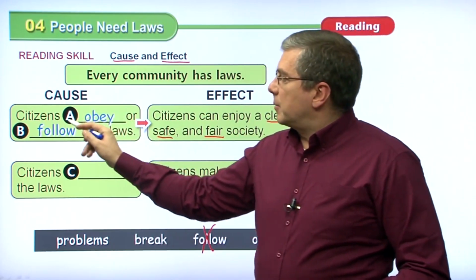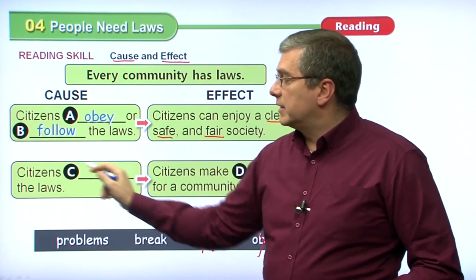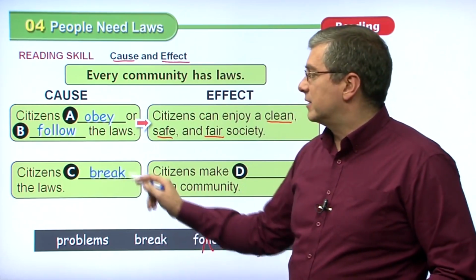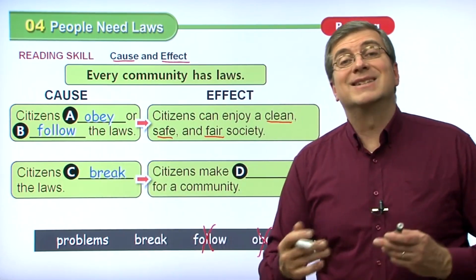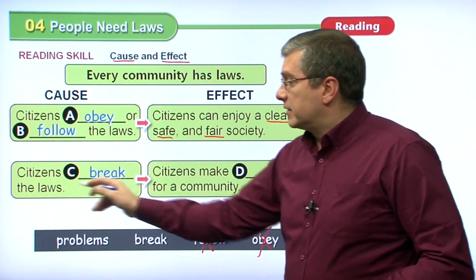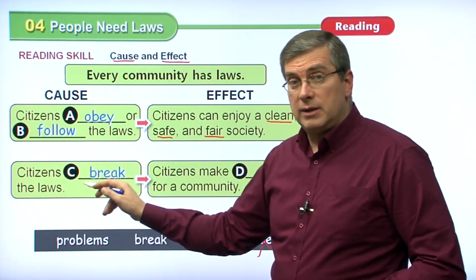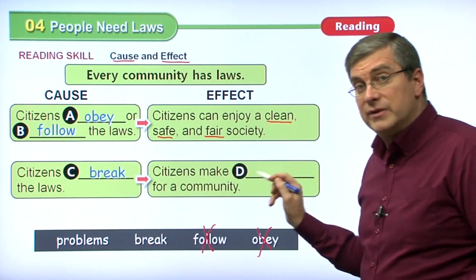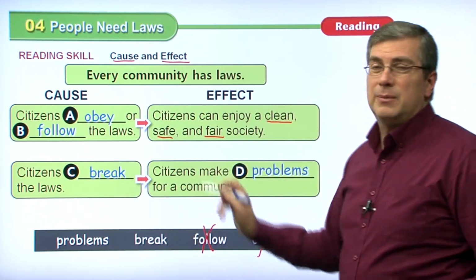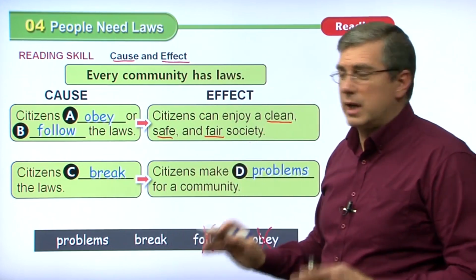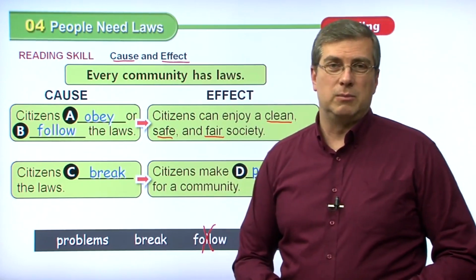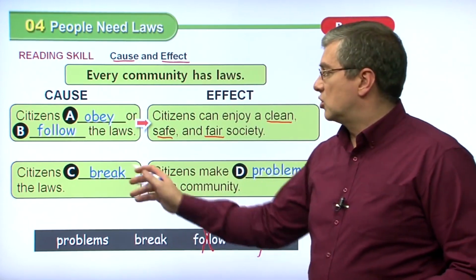Well, this is the opposite case, right? Citizens can obey the laws, or citizens, what's the opposite of obeying or following the law? The opposite, that of course is break. If you break the law, that is the opposite of following or obeying the law. So if citizens break the law, if this is the cause, right? If this is the condition, what is the effect? What is the result? Citizens make what? Problems for a community. Absolutely. And this is why we shouldn't break laws, because when people break laws, people make problems for the community. So to be good citizens, we shouldn't break laws.